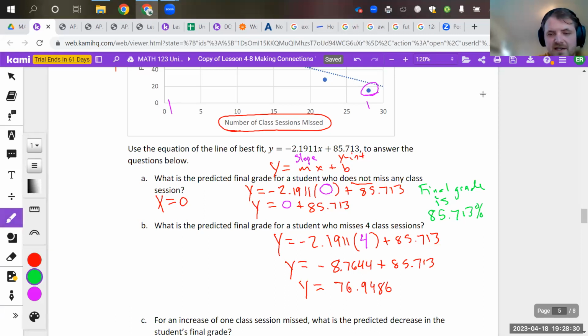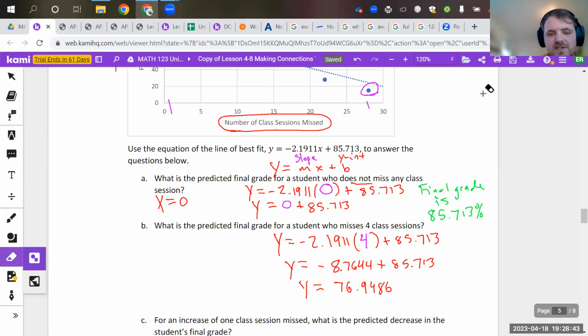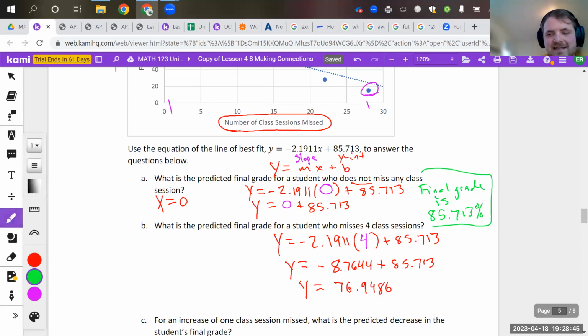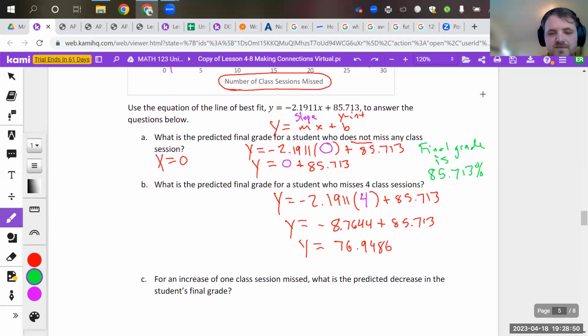The reason I hesitated there for a second is the green is me interpreting it as 85%. So I didn't convert it to a percentage. Hopefully that's not confusing anybody. This is just my sentence saying that they probably got 85% in the class. Hopefully that didn't confuse anybody there.